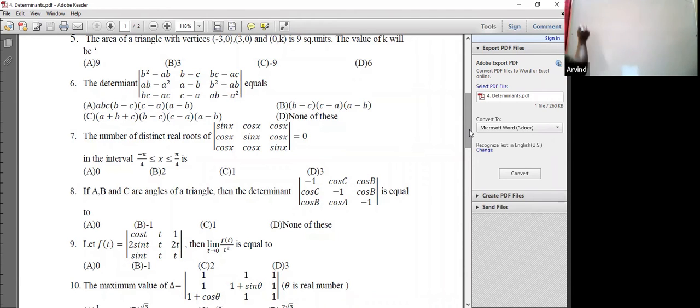Okay. Sin x, cos x, cos x. Then cos x, sin x, cos x. Then cos x, cos x, sin x. Okay, this determinant is equal to 0. Now we have to find the x values. Give me a transformation. What can I use?